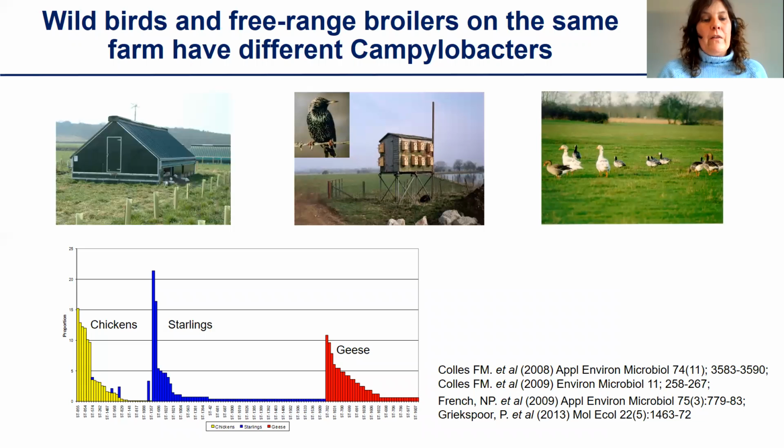And then we found, using the 7-locus MLST typing scheme, that the Campylobacter populations are very distinct between these different host sources shown in the graph there. So actually, when we did some more work with Jonas Waldenstrom, Petra Grieksborg, and also Nigel French, we found that actually wild birds, even from different countries or continents, would be more likely to have the same Campylobacter genotypes than these different bird species on the same farm.